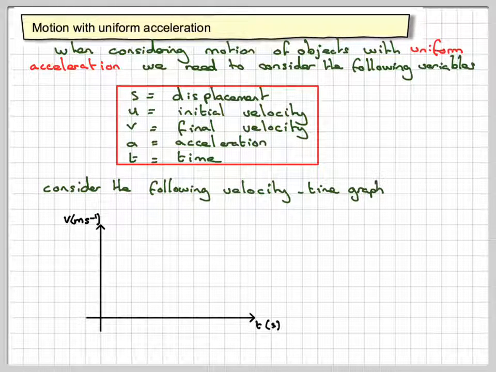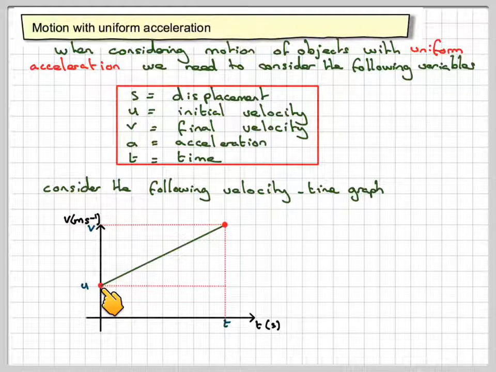So we've got a velocity time graph here. This is time and this is velocity. We've got an initial velocity here of U and a final velocity of V. Okay, and it travels in a straight line. This is a straight line, which means the acceleration is constant, uniform.